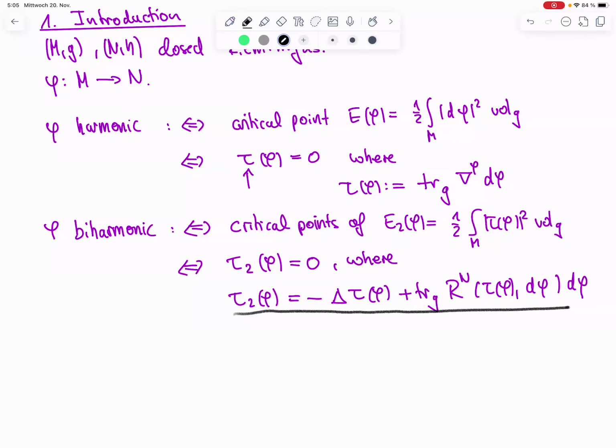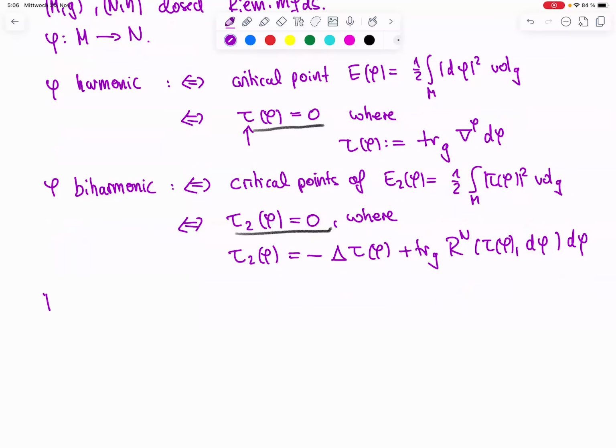And in local coordinates, this equation here constitutes a fourth order elliptic system of PDEs, and this here is a second order elliptic system of PDEs. So, and it is obvious that a harmonic map is biharmonic. Therefore, in the following, we will always be interested in proper biharmonic maps, meaning we are only interested in non-harmonic biharmonic maps.